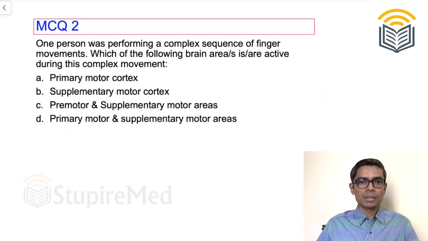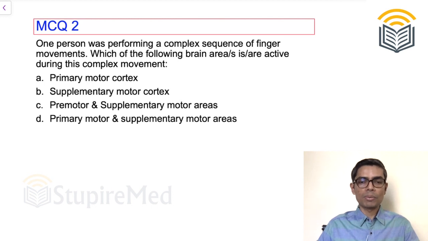Now question number 2. One person was performing a complex sequence of finger movement. Which of the following brain areas are active during this complex movement? So always remember, a simple kind of movement, like if I move my thumb like this, or move my finger like this, is performed only by the primary motor cortex.